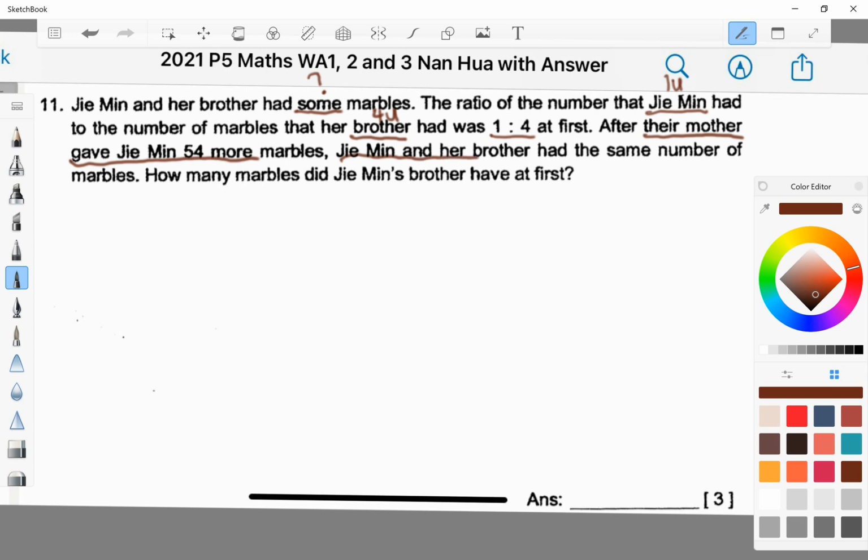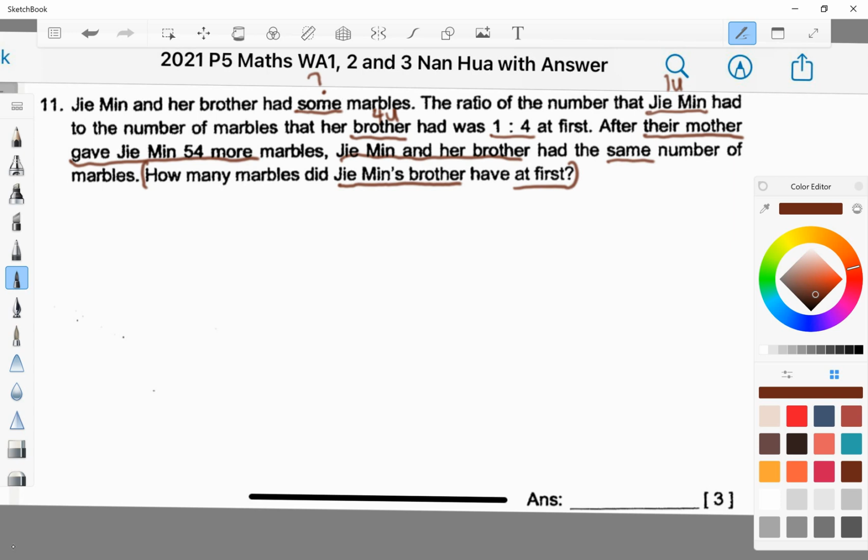So I'll underline that. This is very crucial information for us. So the actual question is, how many marbles did Jie-min's brother have at first? So we're looking for Jie-min's brother and we're looking for at first.